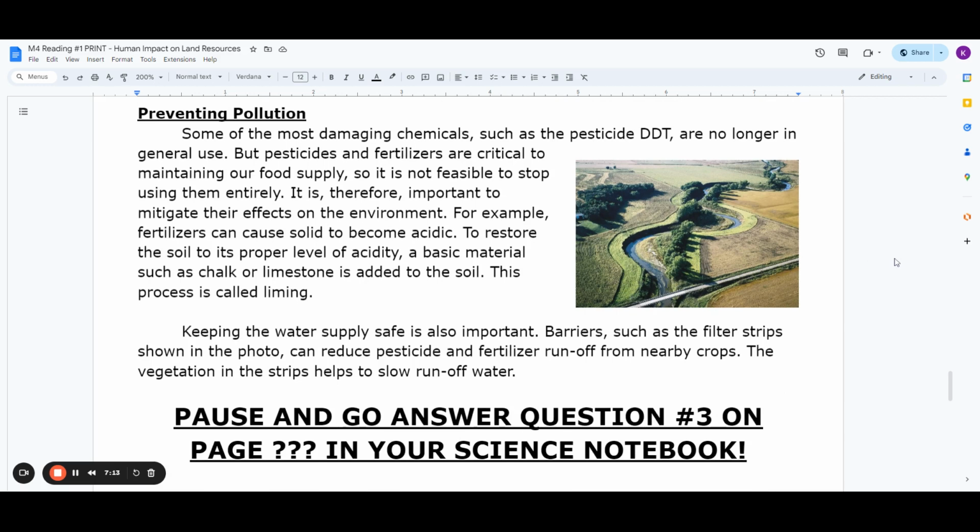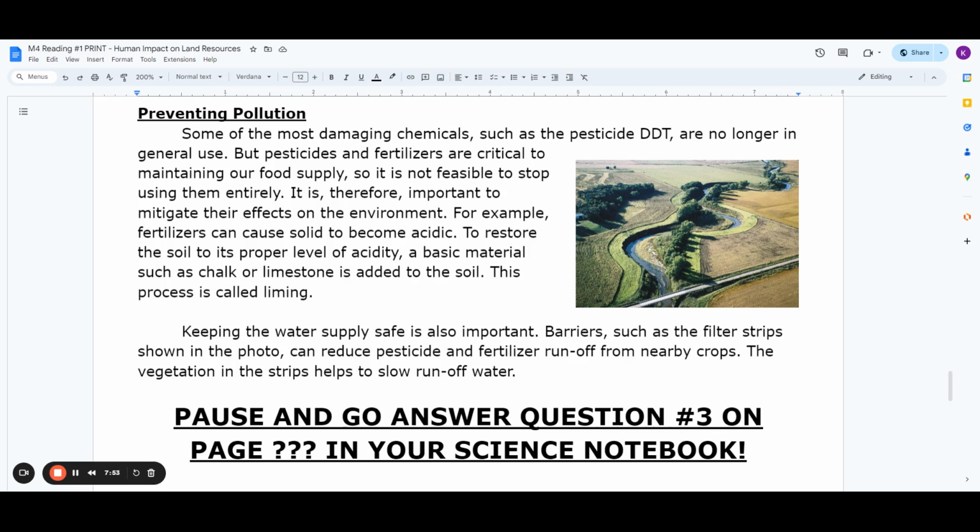Preventing pollution. Some of the most dangerous chemicals, such as the pesticide DDT, are no longer in general use. But pesticides and fertilizers are critical to maintaining our food supply, so it is not feasible to stop using them entirely. It is therefore important to mitigate their effects on the environment. For example, fertilizers can cause soil to become acidic. To restore the soil to its proper level of acidity, a basic material such as chalk or limestone is added to the soil. This process is called liming.